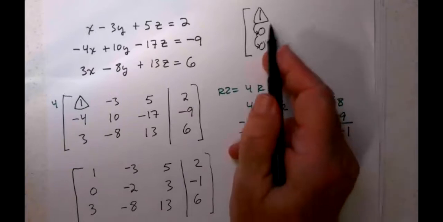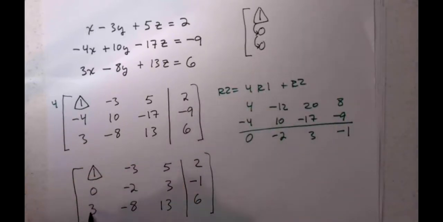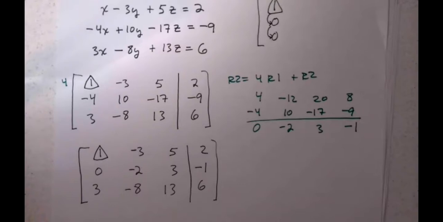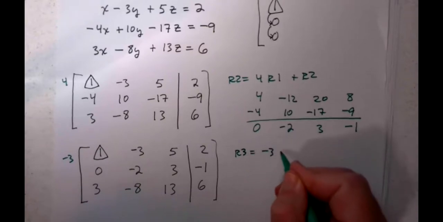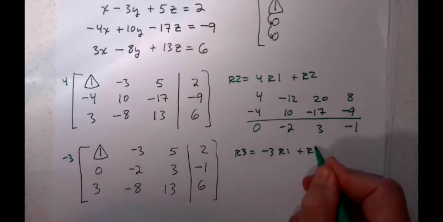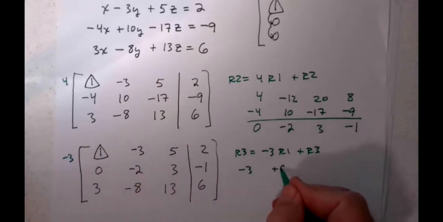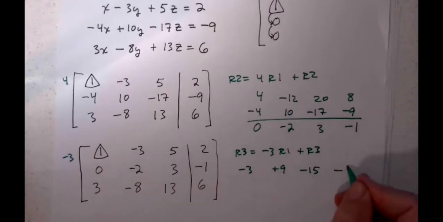So as you can see, the pivot is a 1, and I've got to turn everything underneath that pivot into a 0. We have this into a 0. How do I turn that 3 into a 0? We're going to multiply the first equation by negative 3 and add that to the third equation. So row 3 is negative 3 row 1 plus row 3. What is negative 3 times row 1? Negative 3 times 1, negative 3. Negative 3 times negative 3, positive 9. Negative 3 times 5, negative 15. Negative 3 times 2, negative 6.